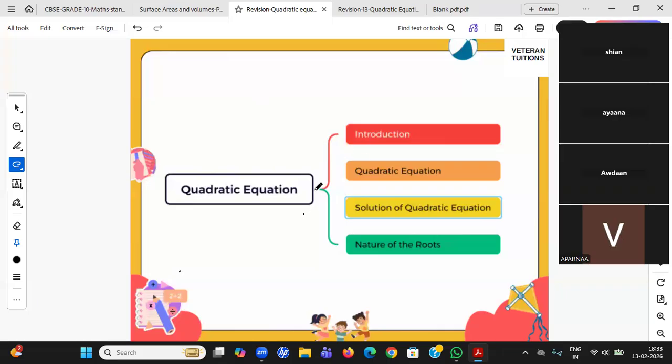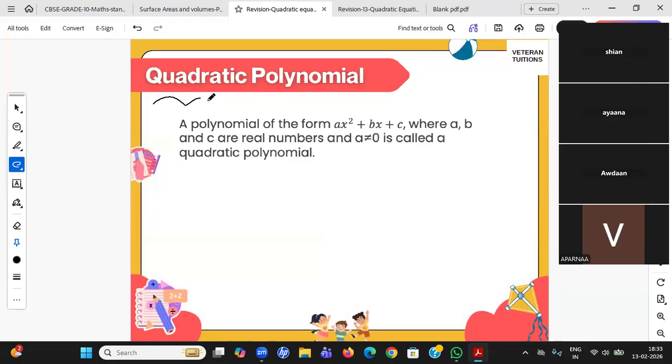How did we start this chapter, students? We have already learned quadratic polynomial before this chapter. It is ax square plus bx plus c, where a, b, c are real numbers and a should not be equal to 0. If a equals 0, it will be a linear equation, power 1. So a should not be equal to 0, then only power 2 is valid. We get quadratic. Quadratic means square.